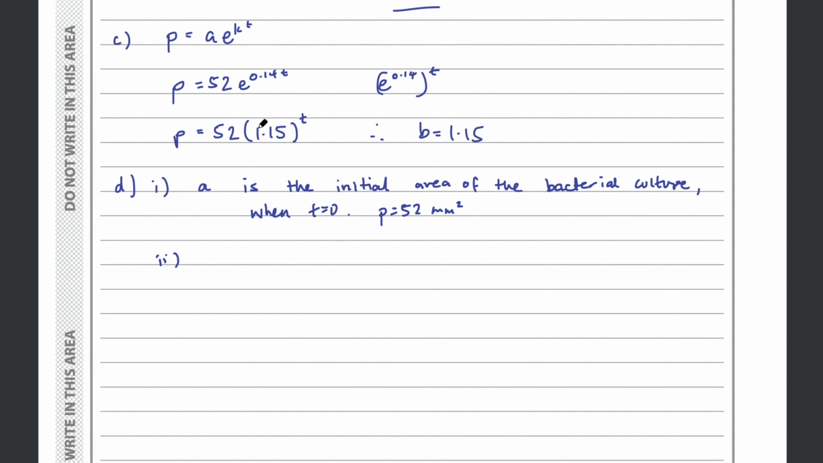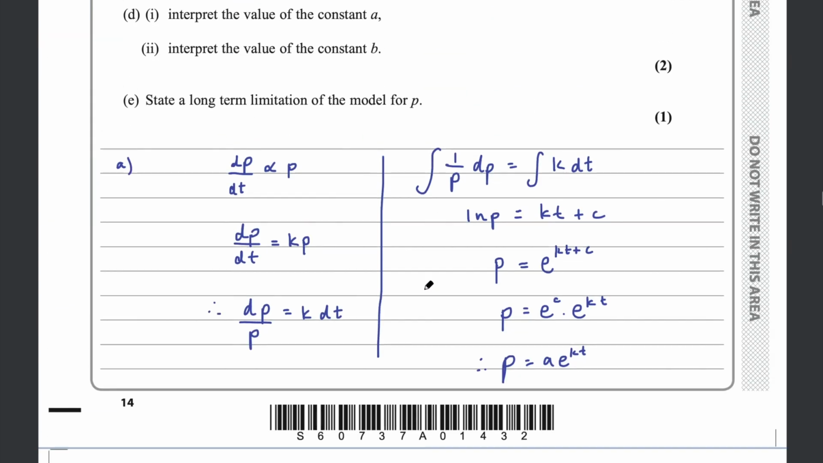So if you're multiplying something by 1.15, that's the same as increasing it by 15%, right? So this is the rate of increase per hour, which would be 15% per hour. So we can say B is the rate of increase per hour, or 15% per hour. I think rate of increase per hour gets you that 1 mark. So that was D part 2.